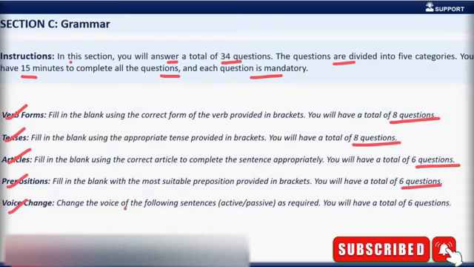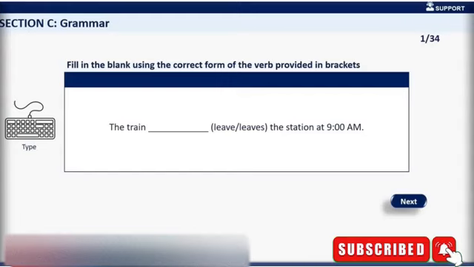Next is your voice change. Change the voice of the following sentences, that is active or passive, as required. And you will have a total of 6 such questions. Moving on to the first question. Fill in the blank using the correct form of verb provided in the bracket. The train dash leave or leaves the station at 9 a.m.